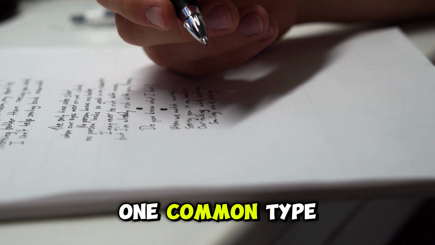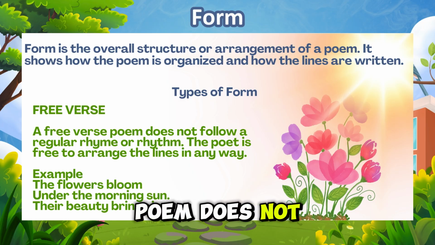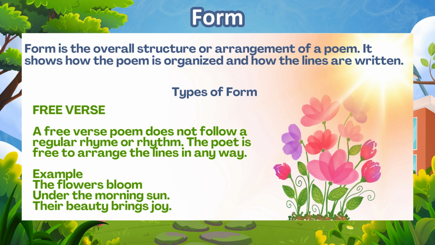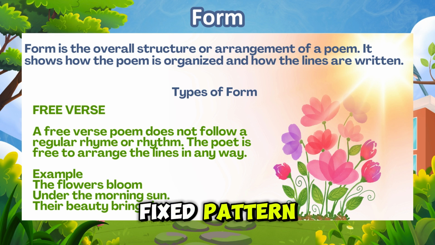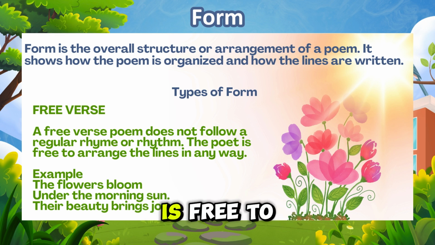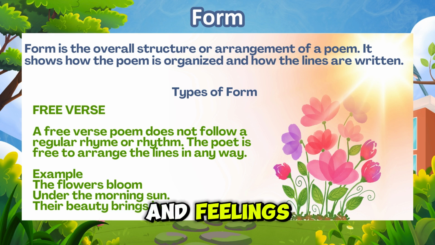Today, we'll learn one common type of form called free verse. A free verse poem does not follow a regular rhyme or rhythm. This means the poet doesn't have to make the words rhyme or follow a fixed pattern. Instead, the poet is free to arrange the lines in any way that best expresses their ideas and feelings.